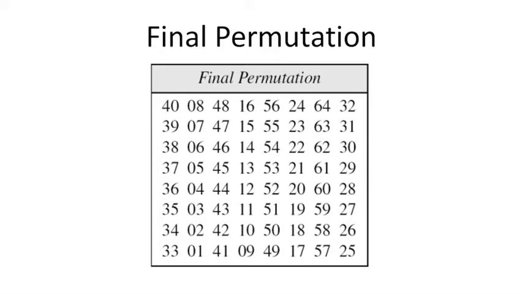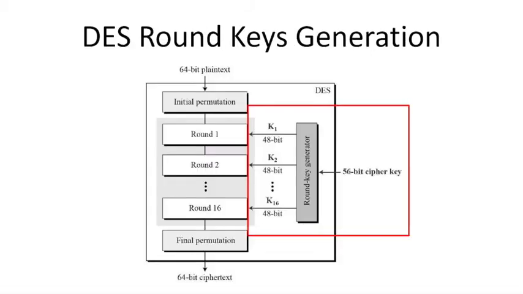So for final permutation, this fixed table is used to shuffle the 64 bits that we get after the final round, or the 16th round. As you can see here, we have an 8x8 fixed table. We have 64 numbers in this table, and each of these numbers is telling you where to move a specific bit. For example, in this case, the 40th bit in the input block is going to move to the very first bit location in the output block. So that's how the encryption process works.